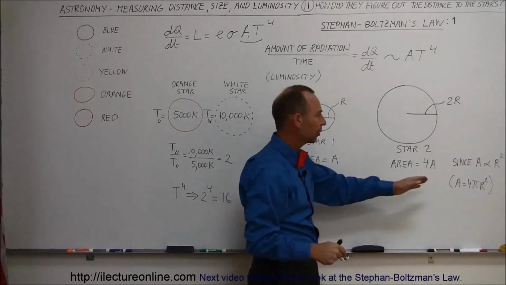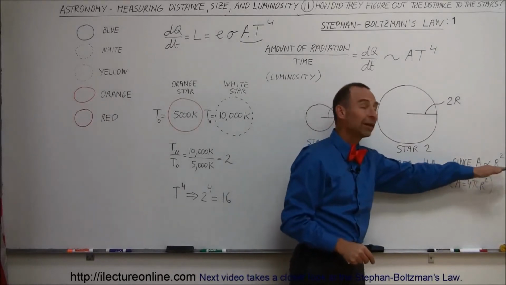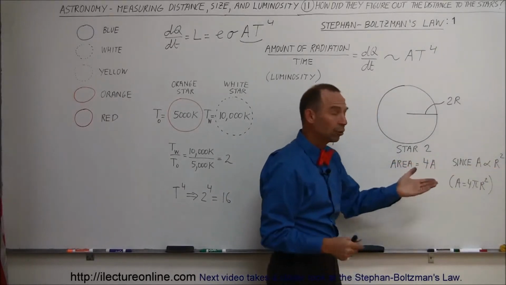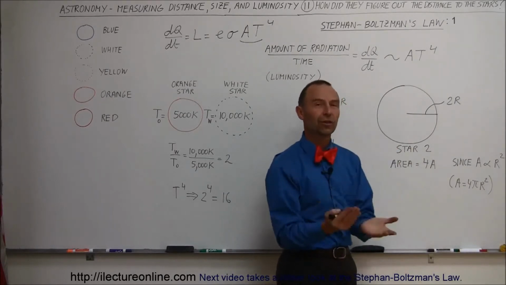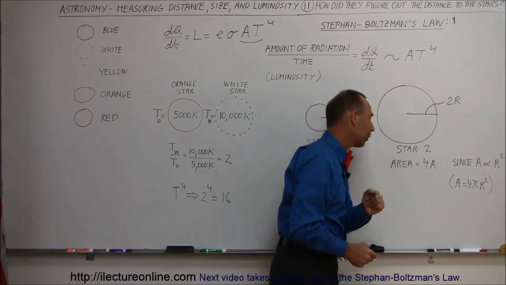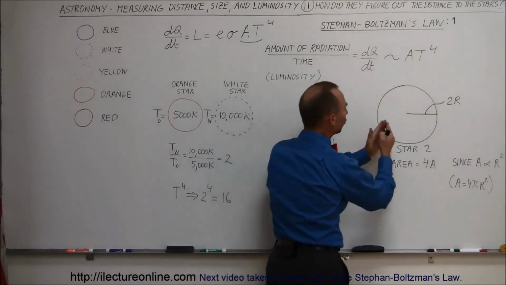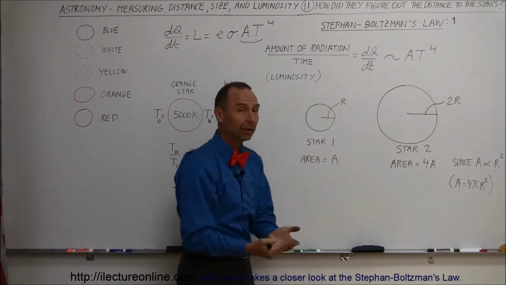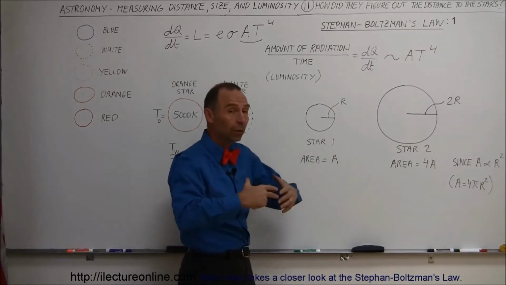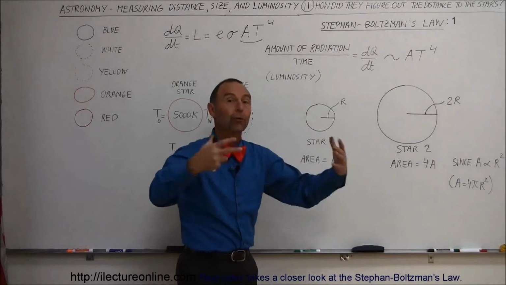And the reason for that is because the area of a star is proportional to the radius squared. So if you double the radius, you'll have 4 times the area. The equation, of course, for the surface area of a sphere is 4 pi r squared. And so a star that is twice as big in diameter or twice as big in radius will be 4 times as big in area. And if it's 4 times as big in area, it will then, of course, radiate out 4 times as much energy.